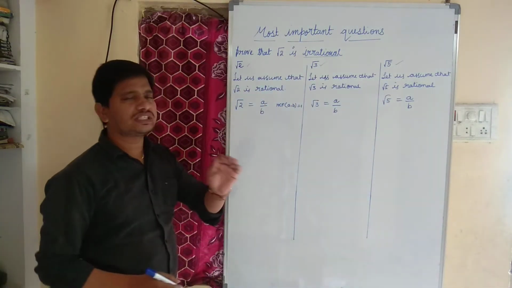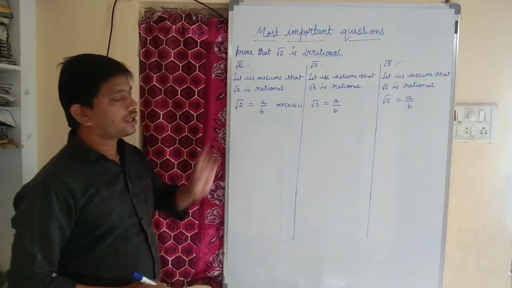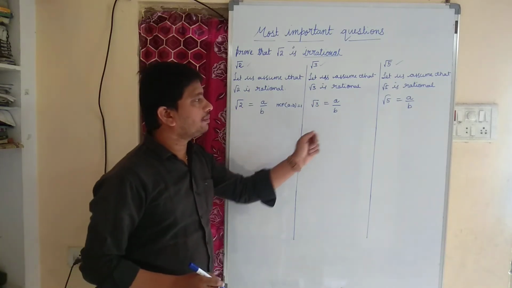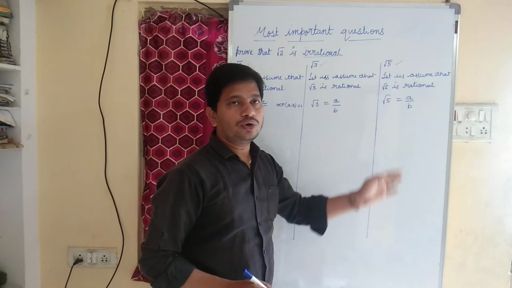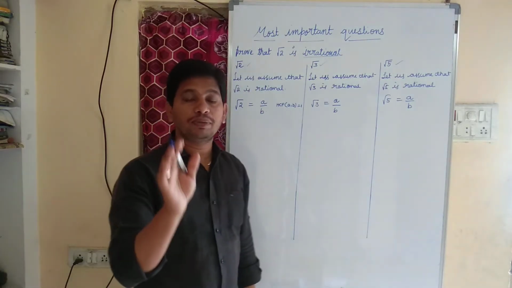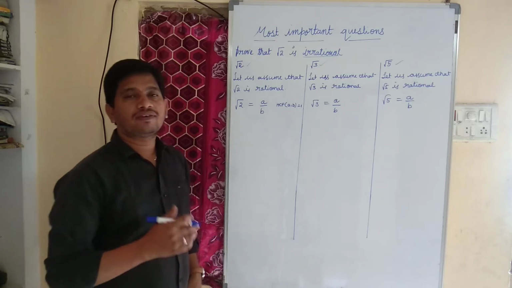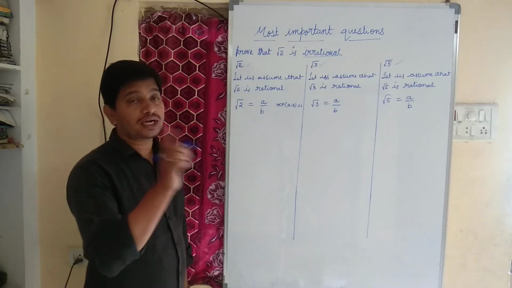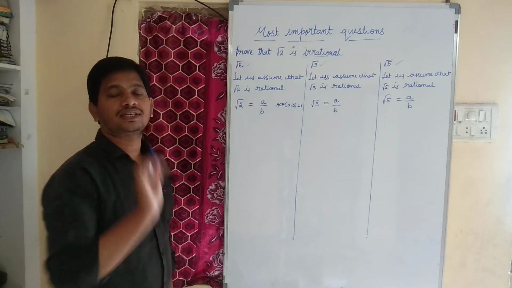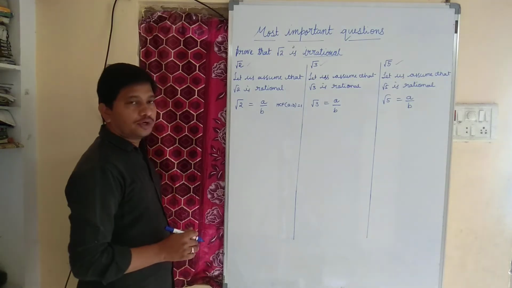All three problems are in a similar manner. Root 2 equal to a by b, root 3 equal to a by b, and root 5 equal to a by b. Both a and b should be co-primes. Co-primes means they must have common factor only 1. Then only it is a rational number. Okay. Now what you do?